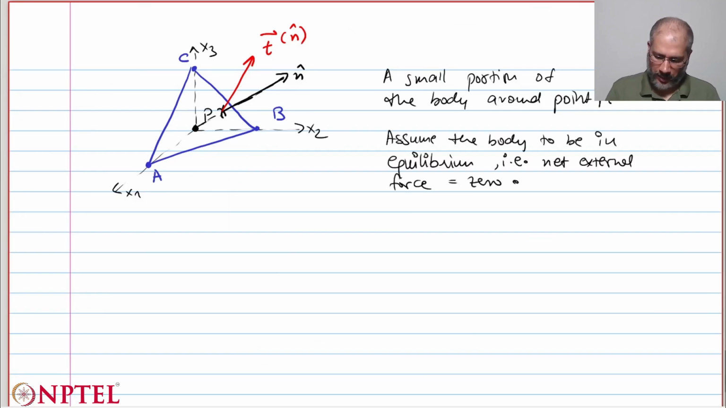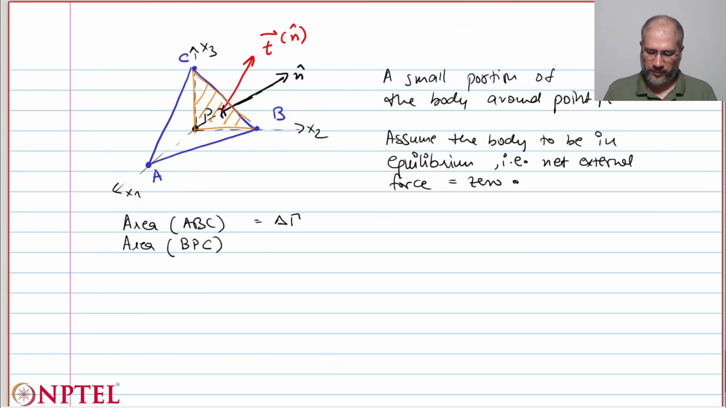So let us say that the area of the face ABC is given as delta gamma, and then the area of the other three planes that coincide with the coordinate planes will be as follows. So let's take the first one as BPC, that is, let me highlight that is this plane. This will become the projection of the area ABC on the coordinate plane.